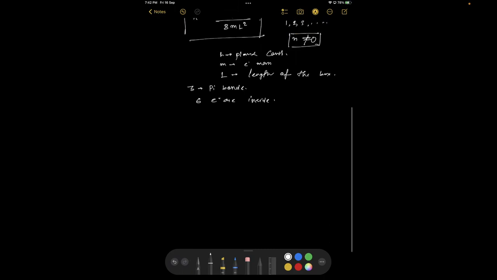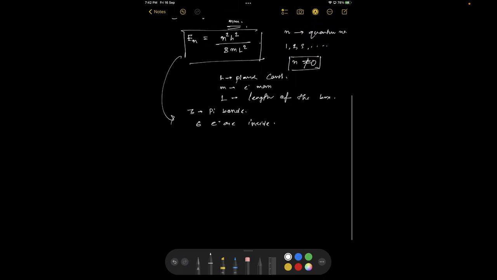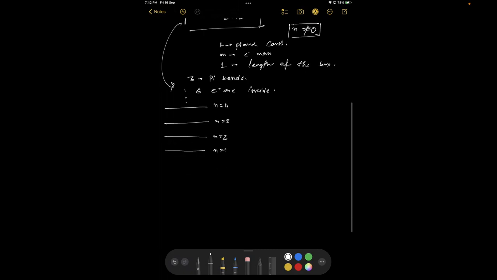If you just draw the energy level diagram corresponding to this expression, it will be n equal to 1, then n equal to 2, then n equal to 3, n equal to 4, like this. So the energy gap between these will increase with the increase of quantum number. For particle in a box problem, this is quite useful information. The energy gap between two energy states will increase as the quantum number n increases.